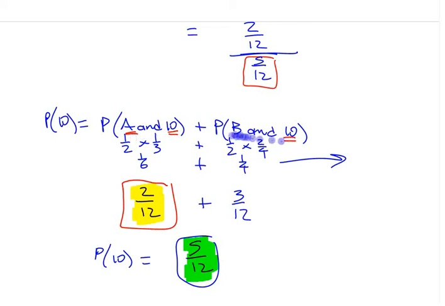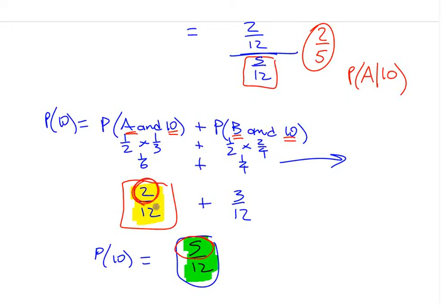We worked out that 2 out of 12 times it's a 10 and from A. 3 out of 12 times it's a 10 and from B. If it asks what's the chance that it's from A given you got a 10, it's only going to be out of 5. This works out to 2 out of 5. 2 times out of the 5 that you get a 10, it came from A. Does that make sense?